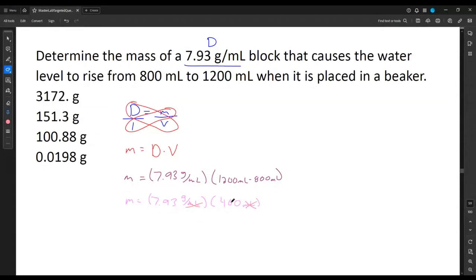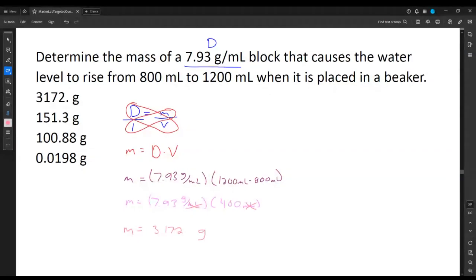Milliliters cancel milliliters, that's 400. Slightly adjust my handwriting there. We're going to have grams left over, which is good because it is talking about mass. These are all in grams. And then I'm going to take 7.93 multiplied by 400. Then only one answer choice really seems big enough, right? I'm taking 400 and multiplying by something more. We're going to end up with 3,172.